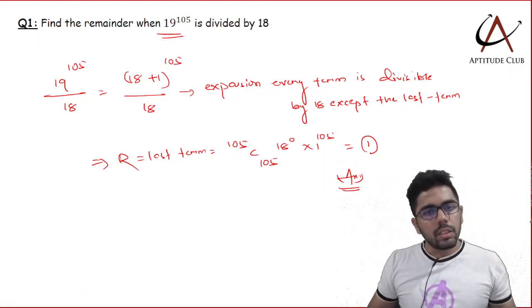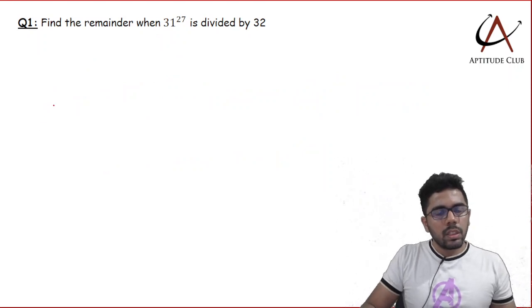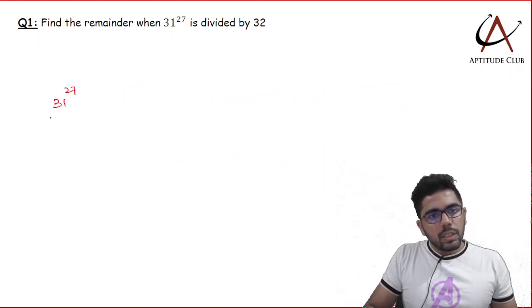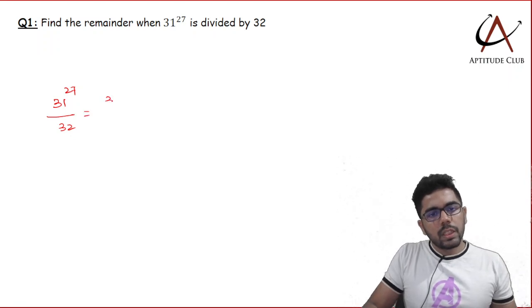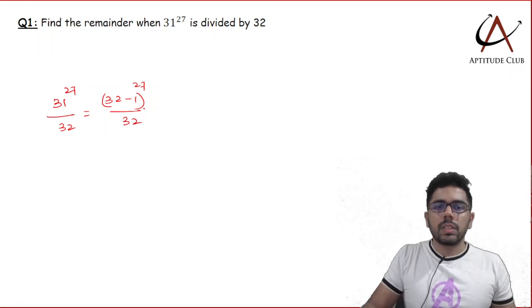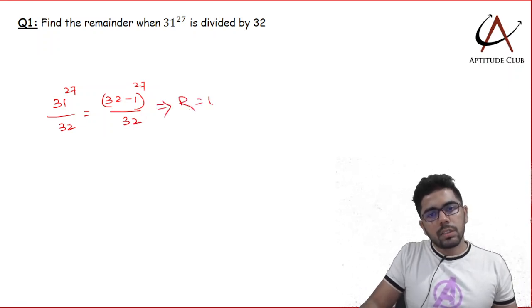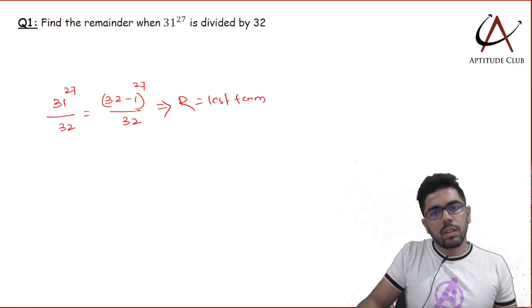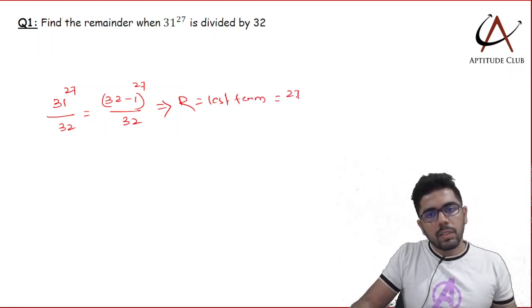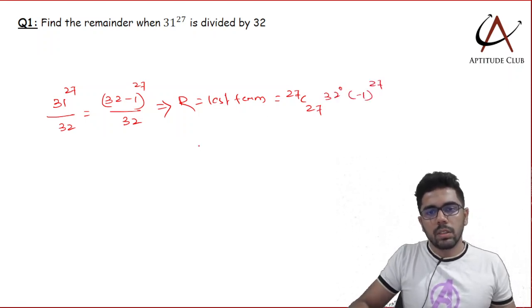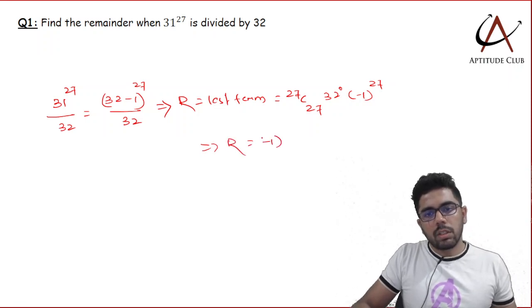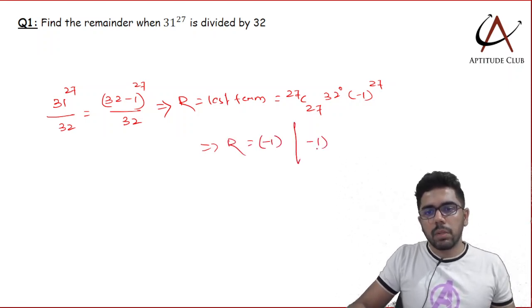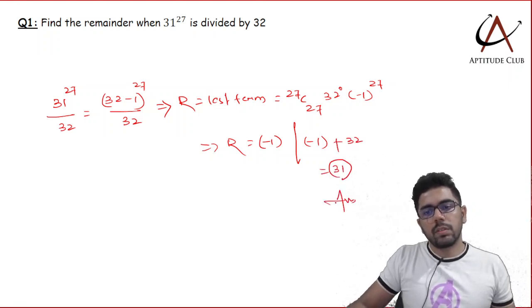और एक यहाँ पे देखते हैं, 31 to the power 27 divided by 32. तो 31 को मैं कैसे लिख लूंगा, 32 minus 1 to the power 27 divided by 32. तो all terms are divisible, तो remainder क्या आएगा, last term. तो last term is like 27C27, 32 to the power 0, minus 1 to the power 27. तो remainder यहाँ पे आ जाता है -1. ये तो negative remainder हुआ, positive कैसे करेंगे, -1 plus the divisor 32, hence you get 31 is the positive remainder.